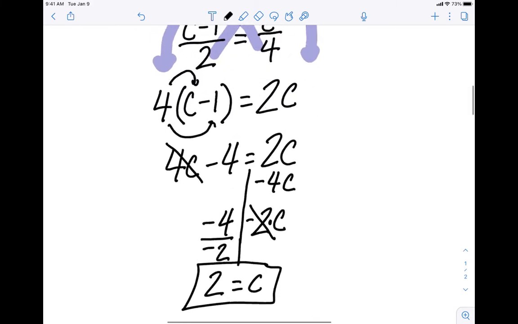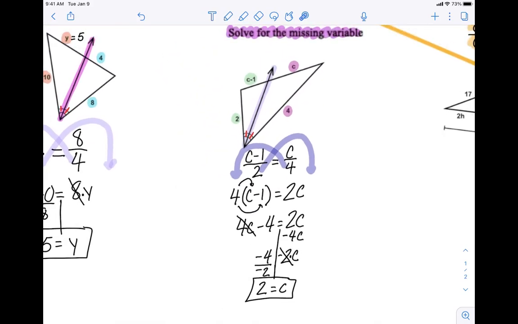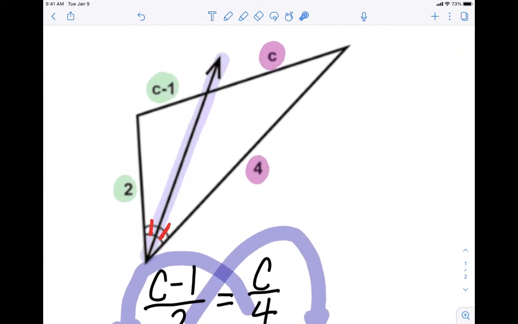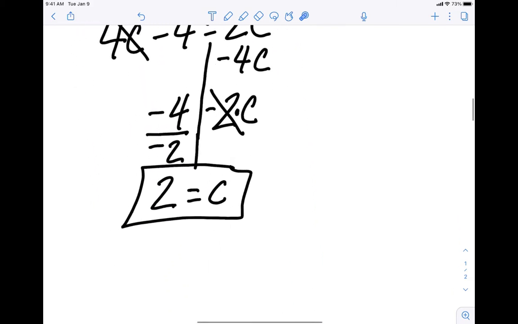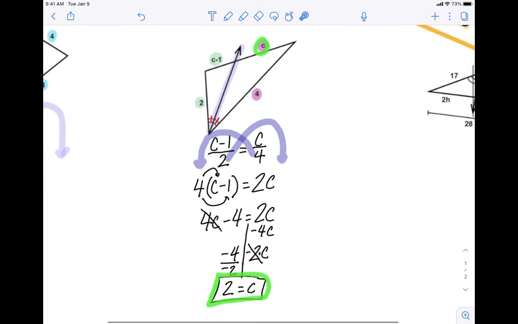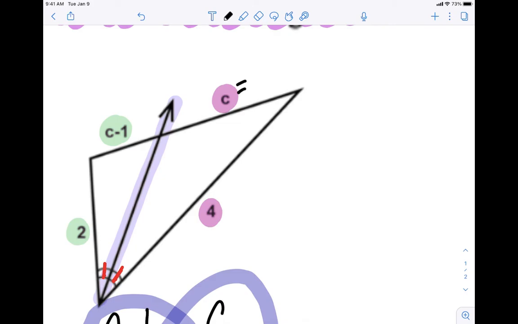Look at that. Right? The question said solve for the missing variable right here. The variable on this second problem was C. And I have solved for C, kiddos. Look at that. I know what C is. Right? C is equal to 2. So technically, this would be 2 here, right? C is equal to 2. And this would be, C minus 1 would be 2 minus 1, which is equal to 1.